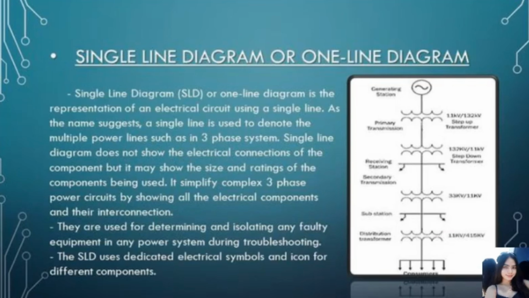Single line diagram or one line diagram. Single line diagram, or SLD, or one line diagram is the representation of an electrical circuit using a single line. As the name suggests, a single line is used to denote the multiple power lines such as in a three-phase system. Single line diagram does not show the electrical connections of the component, but it may show the size and ratings of the components being used.